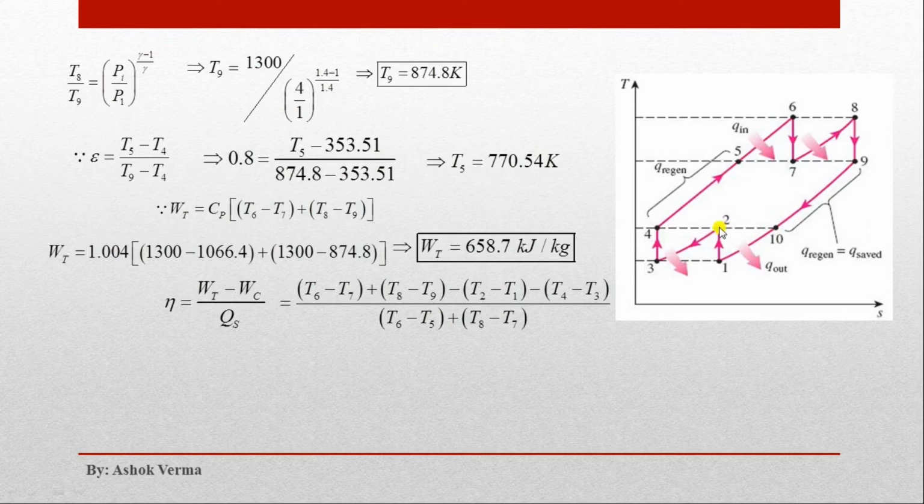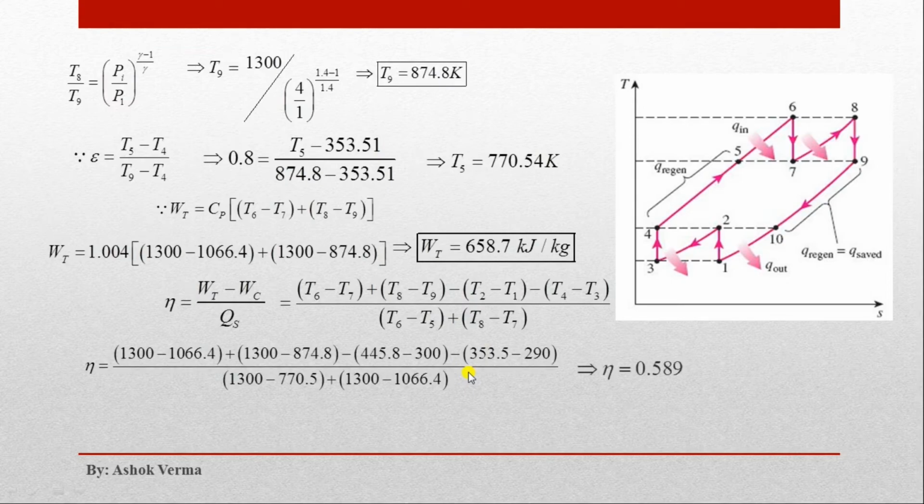Wc1 will be equal to Cp into (T2 minus T1), plus Wc2 equal to Cp into (T4 minus T3). So after putting this value, you will get it, and Qs will be equal to the heat supply, that is the heat supply before stage 1 and before stage 2. So the net heat supply will be equal to Cp into (T6 minus T5) plus Cp into (T8 minus T7). So after putting this value, you will calculate the final efficiency of the cycle.